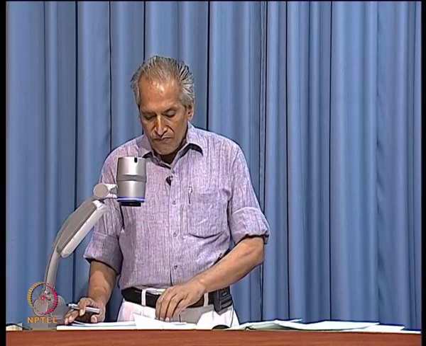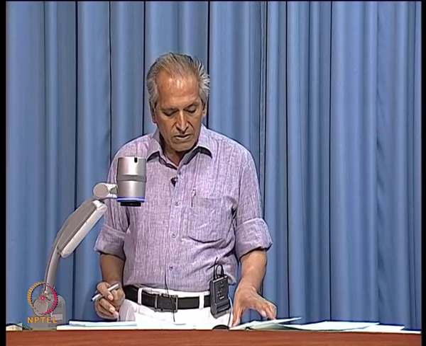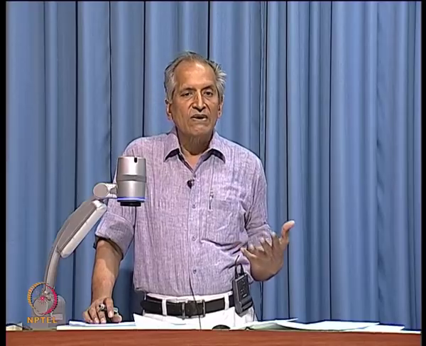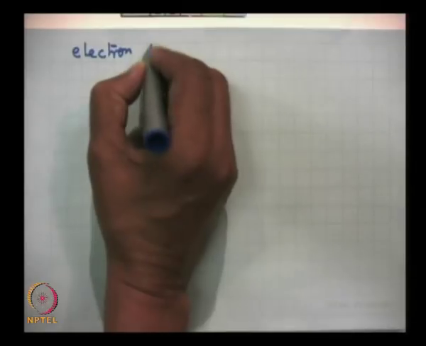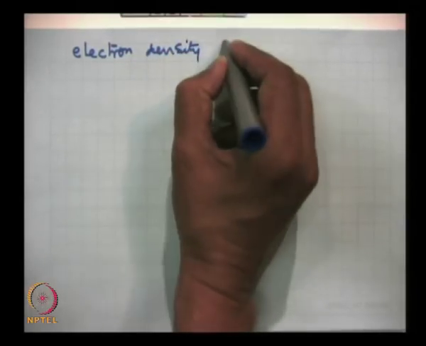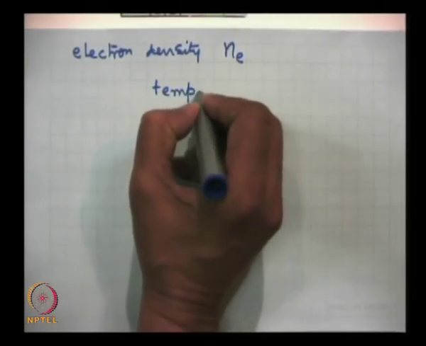Well, before I close, I would like to mention a few important macroscopic quantities governing a plasma. The derivations I will give you later. Just as I mentioned in the beginning, that any state of matter is characterized by certain macroscopic quantities like temperature, volume, pressure, etcetera. A plasma is characterized by few macroscopic quantities like electron density, n e. It is also characterized by electron temperature, T e.